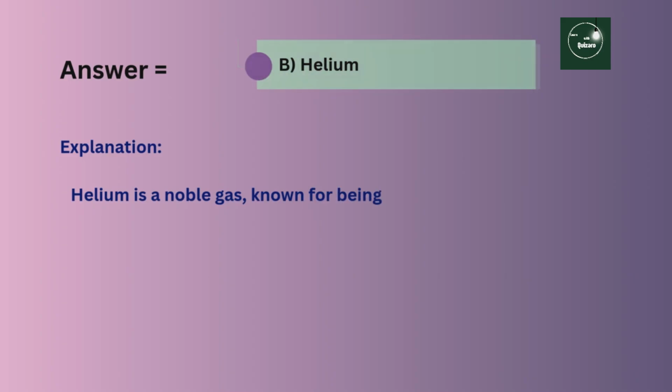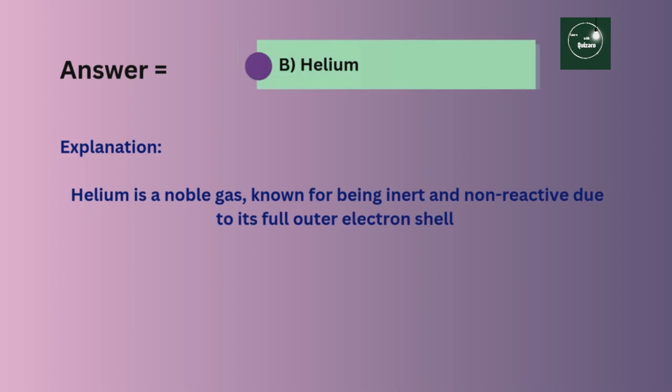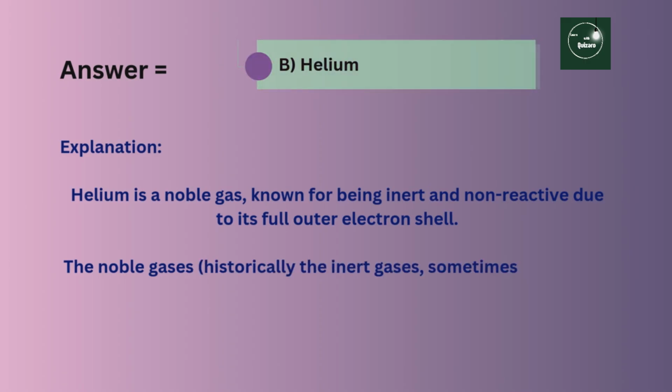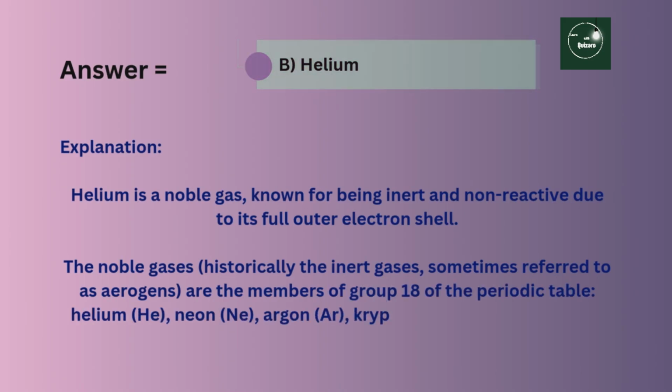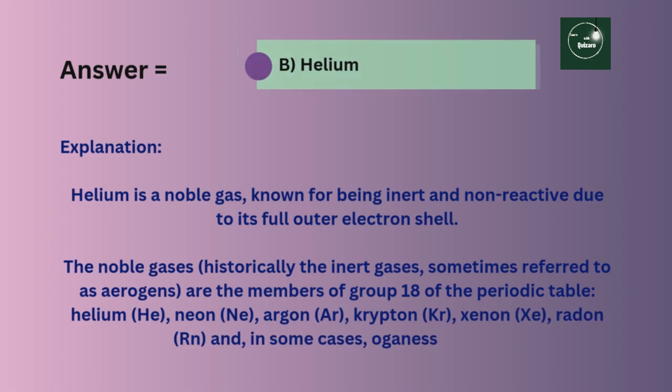Answer is B. Helium. Helium is a noble gas, known for being inert and non-reactive due to its full outer electron shell. The noble gases, historically the inert gases, sometimes referred to as aerogens, are the members of group 18 of the periodic table: helium, neon, argon, krypton, xenon, radon, and in some cases oganesson.